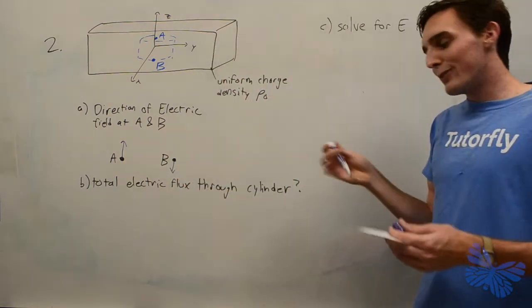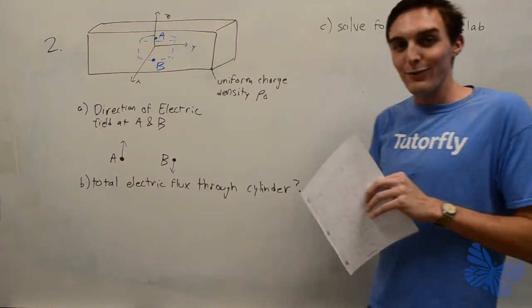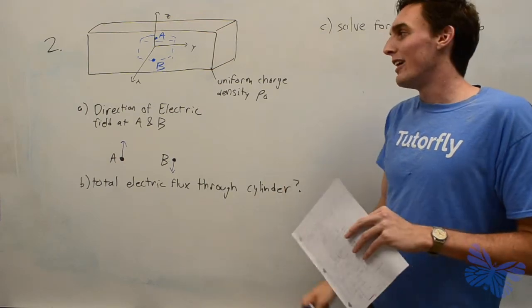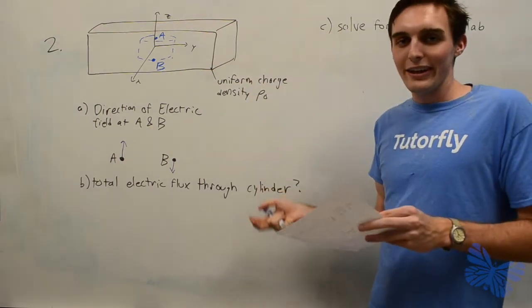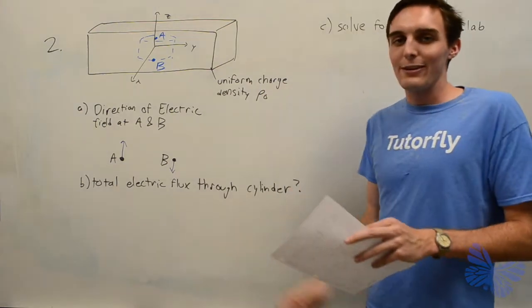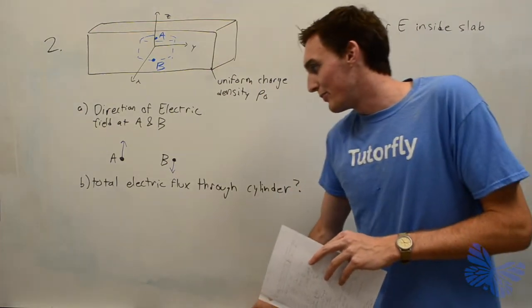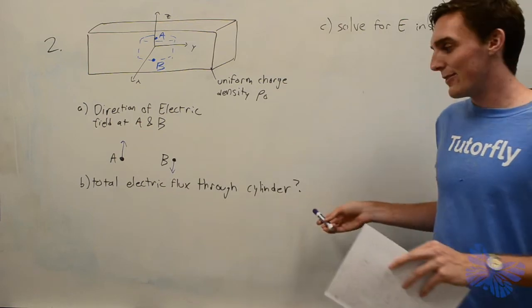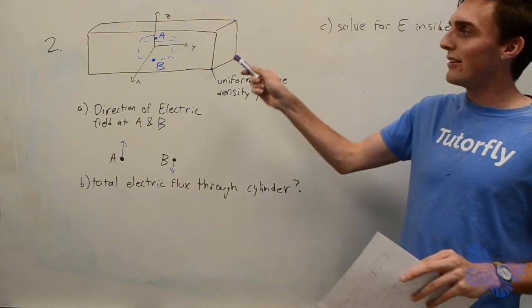And so that also comes with having a physical intuition of what the electric field is going to look like. Doing a lot of these problems will help you do that really quickly. So for part B, it's asking for the total electric flux through the cylinder.